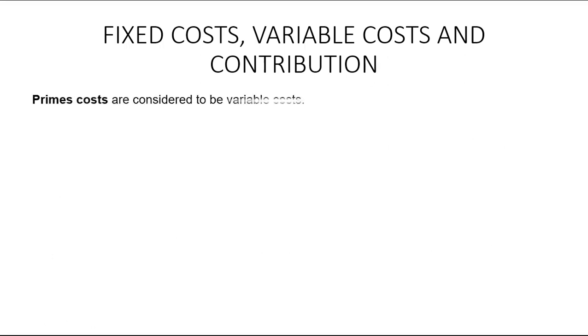Now, prime costs, as I've said, are considered to be variable costs, including selling and distribution costs. And administration and overheads are considered to be fixed costs. Now, we've got selling price per unit. It is the selling price for selling each unit.